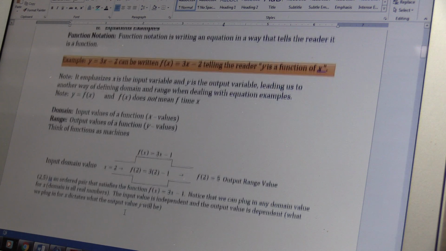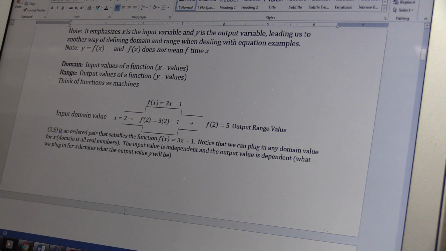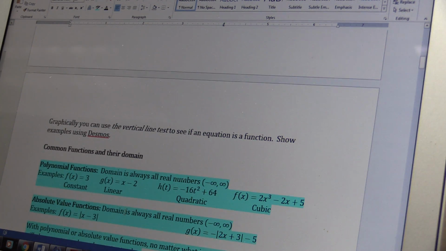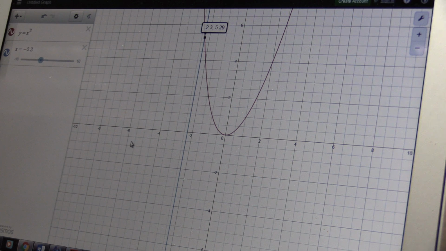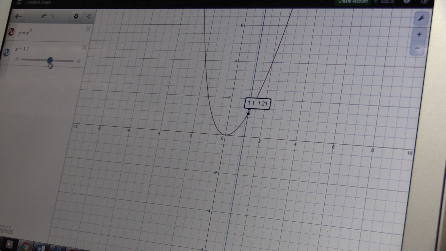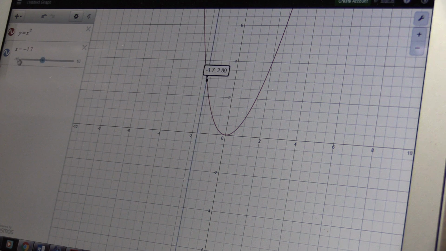Now we will look at how you identify graphically if an equation is a function or not. I will show you examples on Desmos here. This is just a graph of y equals x squared. I do a vertical line test, and if I have no repeating x values, then a vertical line will never hit the graph in more than one spot. So here's an example of a function, because a vertical line never crosses it in more than one spot. We say it passes the vertical line test.